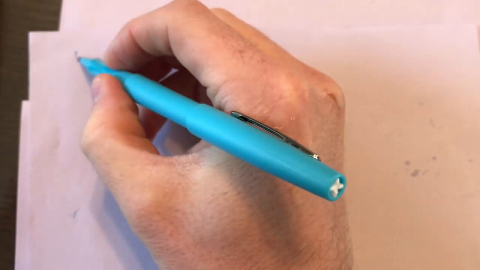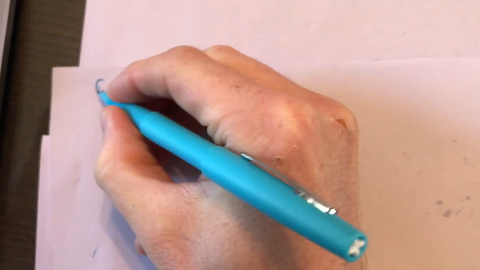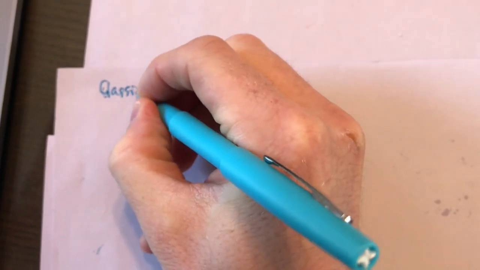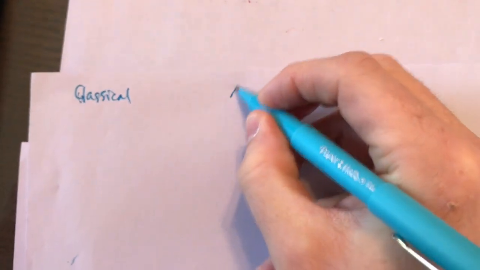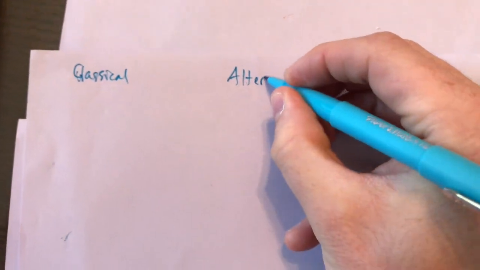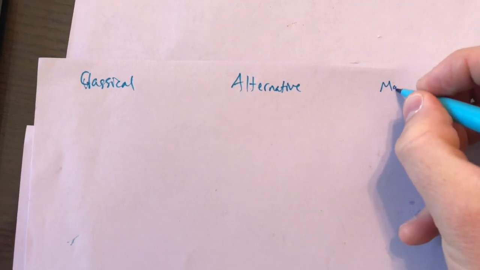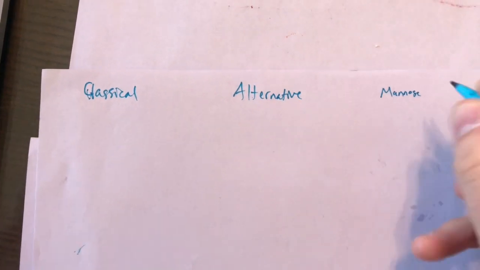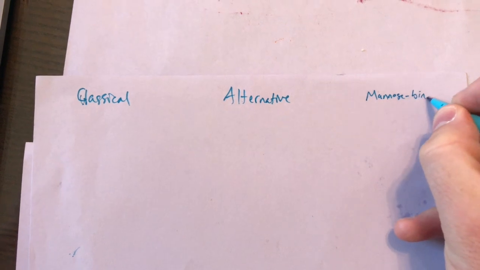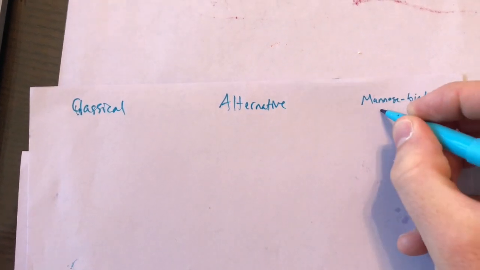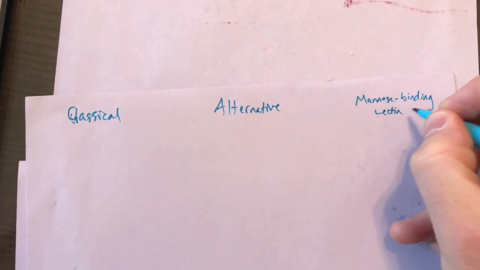Okay, so there are three ways to activate the complement system. You have the classical pathway, the alternative, and the mannose binding lectin pathway.